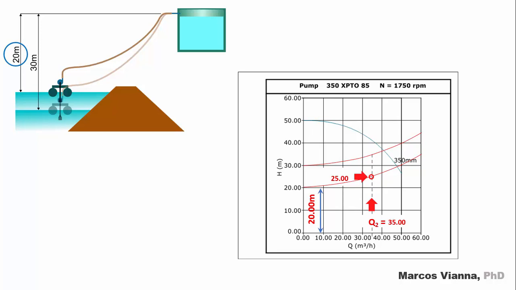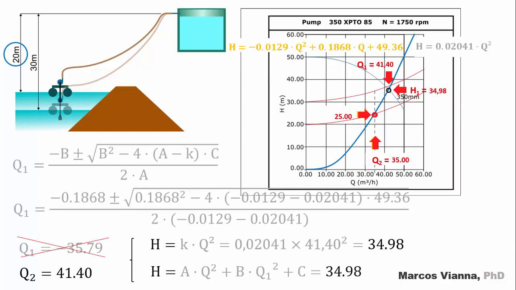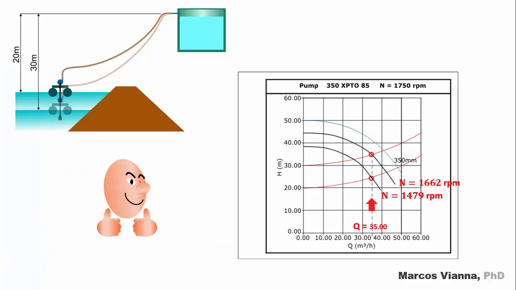Here's the operating point that we wish, so the parabola must go through it. This is the formula of the parabola. Here is the pump equation. We put them together, solve the resulting equation, and find the values for Q and H at the crossing point. Now we're ready to find the impeller velocity. We find n equals 1479 rpm in both cases. Piece of cake, isn't it?